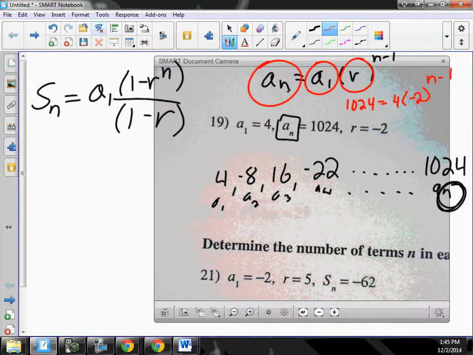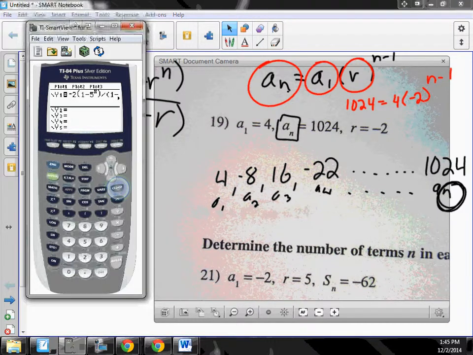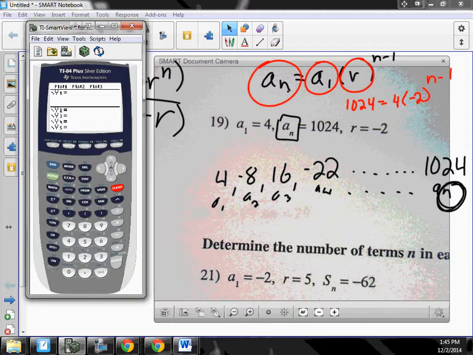So I could guess. I could plug in 1 and try it, see if it works. I could plug in 2 and try it, see if it works. But there's a faster way to guess. Put it in your y equals. So pull out your calculators. 4 times, and in this case, the negative 2 must be in parentheses. Negative 2 raised to the x minus 1.